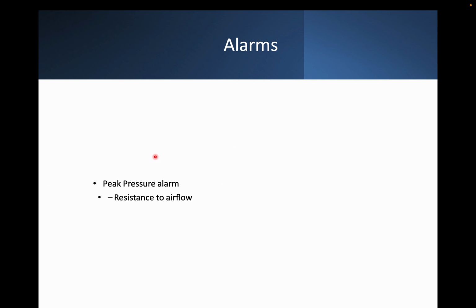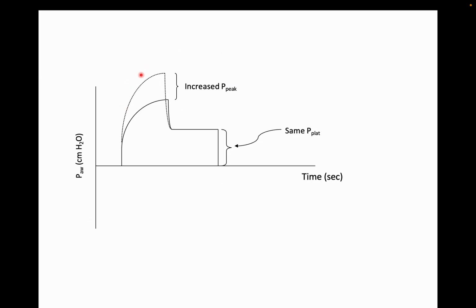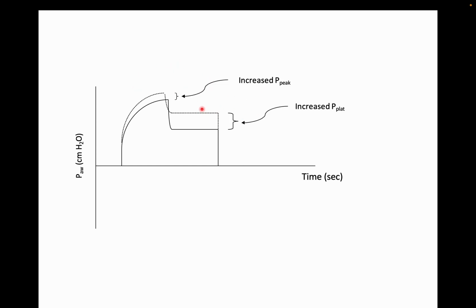So alarms, there are resistance alarms and different things. I already told you an increase in P peak is generally seen in upper airway obstruction. So any kinking of the tube, any upper airway obstruction, bronchospasm, or mucus plug will increase the P peak. P plateau generally increases in ARDS, or when there is an alveolar compliance issue. So ARDS, pulmonary edema, or fibrosis will increase it.